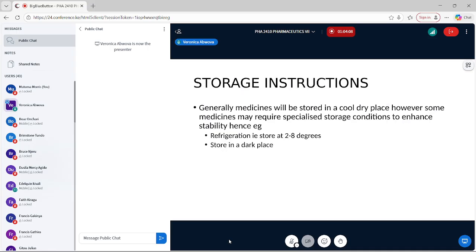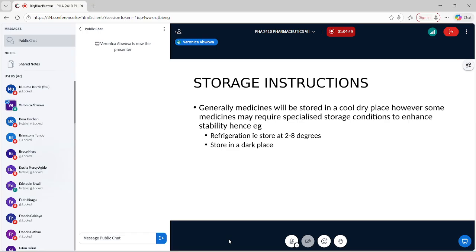Then we have storage instructions. Generally, medicines will be stored in a cool, dry place. However, some medicines may require specialized storage conditions to enhance stability. For example, refrigeration. When we talk about store in the fridge, remember, this is 2 to 8 degrees. Unless you have specifically been told a product should be frozen, never store medicines in the freezer. Storage in the fridge implies 2 to 8 degrees, or refrigeration implies 2 to 8 degrees.